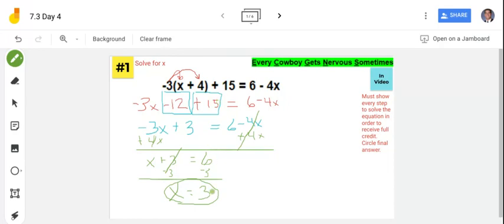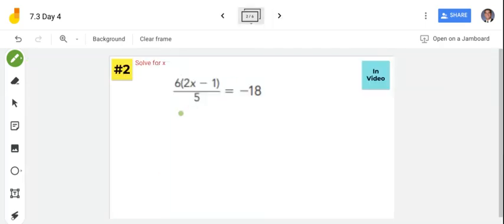Now, because this is in the video, you should show every step that I showed on your Jamboard, and your answer should be correct. Do not miss a problem that I do in a video. Number 2, as you can see here on the left side of the equation, I have a fraction.